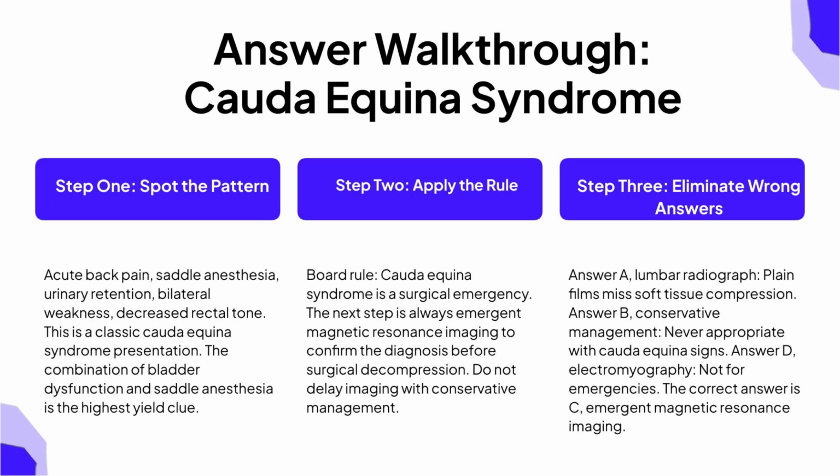Step 3. Eliminate the wrong answers. Answer A, lumbar spine radiograph, is wrong because plain films cannot show soft tissue compression and will miss disc herniation. Answer B, conservative management, is never appropriate when there are signs of cauda equina. Answer D, electromyography, is a chronic workup tool and not for emergencies. The correct answer is C, emergent magnetic resonance imaging of the lumbar spine.